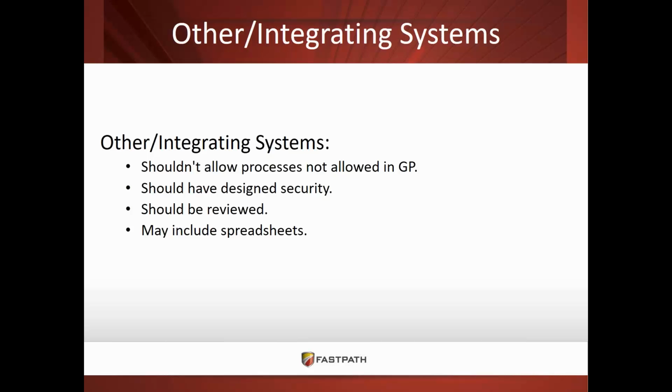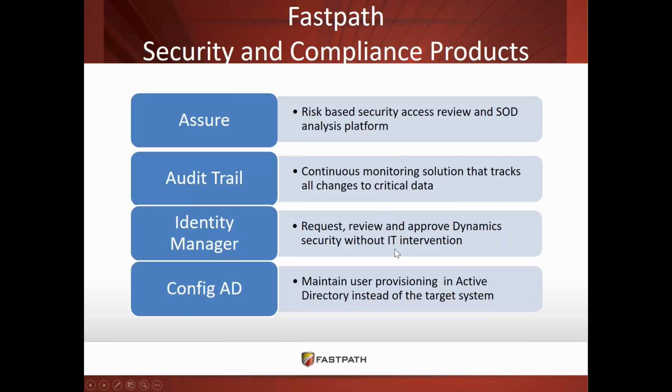And then last but not least, this is just a very quick slide on the different tools offered by FastPath. I'm not going to go through all of these in very comprehensive detail. Assure is just our segregation of duties analysis tool. It's after you've built your roles. It checks your conflicts. Our audit trail tool is a monitoring tool. It checks for any changes that you set up. It'll tell you the before, the after, who made the change, even where the change came from, so we can track changes that happen outside of GP. And then we talked a little bit about Identity Manager and Config AD. These are just ways to provision Dynamics GP using single sign-on, using Active Directory, etc.